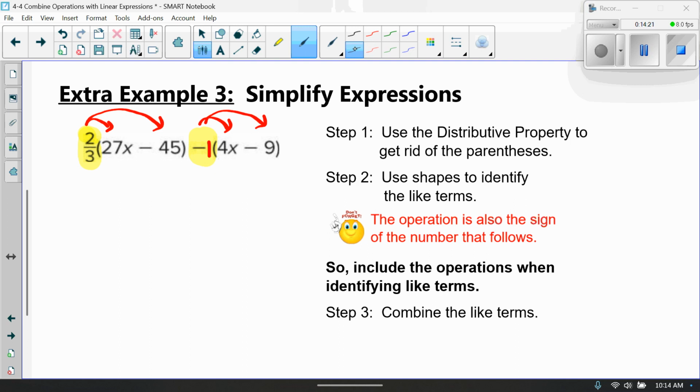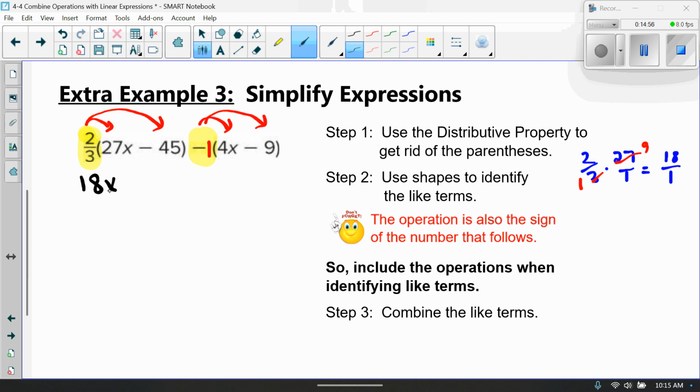So 2/3 times 27x. Let me do some scratch paper work over here. So 2/3 times 27 over 1. So simplify before I multiply. That's 1, and that's 9. When I multiply straight across, that gives me 18 over 1. So 2/3 times 27x gives me 18x.